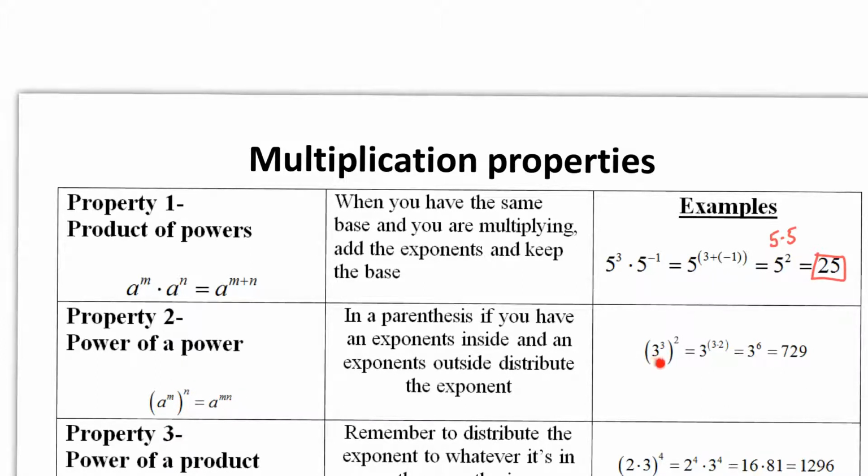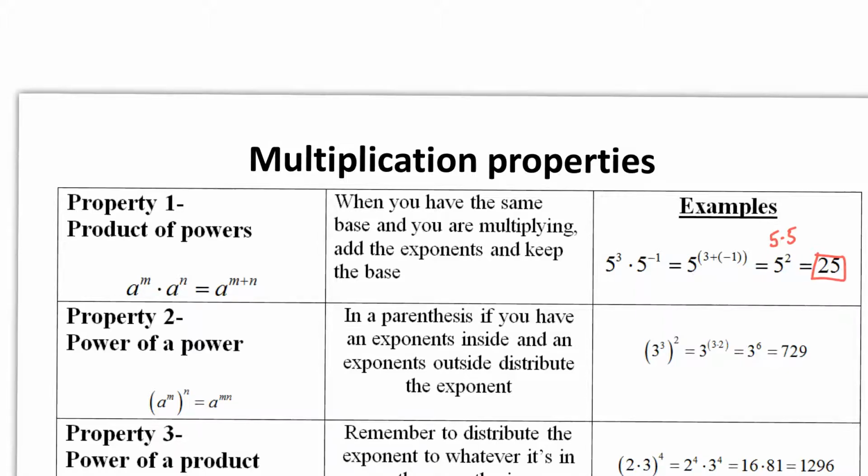So I'll give you an example. 3 to the 3rd power. So you have that base to the 3rd power. And all of this is to the 2nd power. So what you can do is multiply the exponents when you have parentheses. You keep the base. So there's a 3. You multiply the exponents. 3 times 2. That's 6. And you can use a calculator to simplify this. 3 to the 6th power is 729.